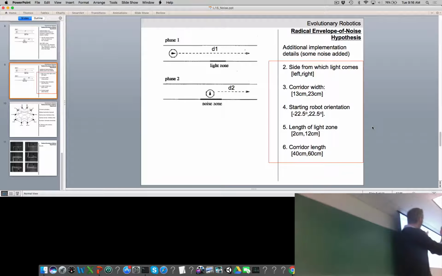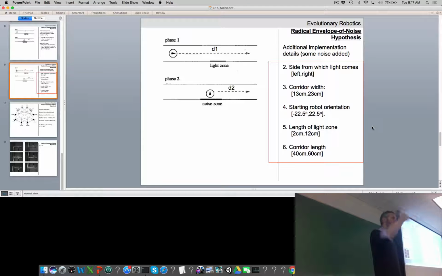The width of the corridor would sometimes be narrower or wider. When they put the robot at the bottom of the stem of the T, 0 was facing directly up the stem of the T. Sometimes it was pointed a little bit to the left, sometimes a little bit to the right. The length of the noise zone, which was actually a hole in the wall through which they would shine the flashlight, was sometimes a little bit longer, sometimes a little bit shorter. The actual length of the stem of the T was also changed a little bit.